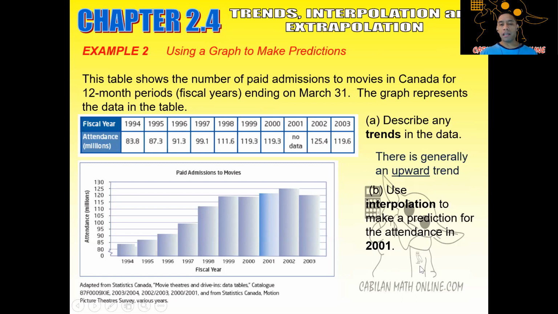That's why if you take a look at my final answer here, I said the attendance in 2001 was approximately 123 million. Now, is that the exact value? Probably not, but based on the overall pattern, it's a really good estimate of what the value will be based on the overall upward trend.